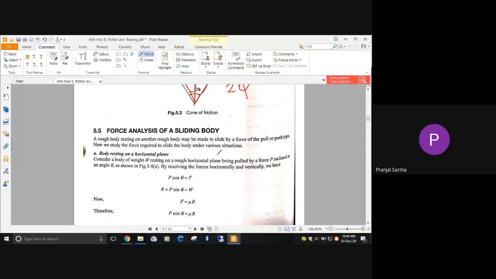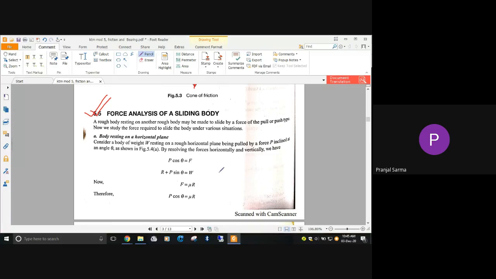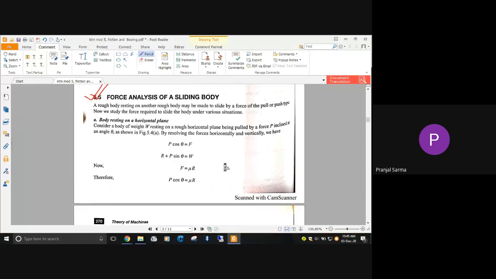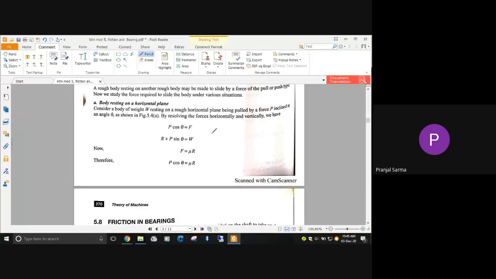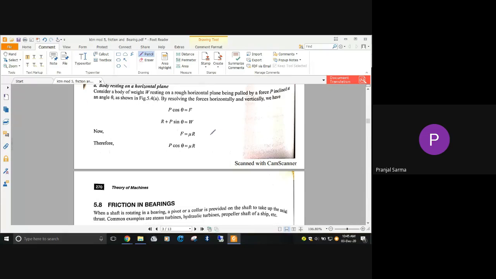After that, all of you can go through any theory of machines book or engineering mechanics book, and I believe all of you recall the force analysis of a sliding body. Whenever you consider friction, you resolve the forces horizontally and vertically, or sometimes along the plane or perpendicular to the plane. If you do that kind of force analysis, all of you can very easily do it.